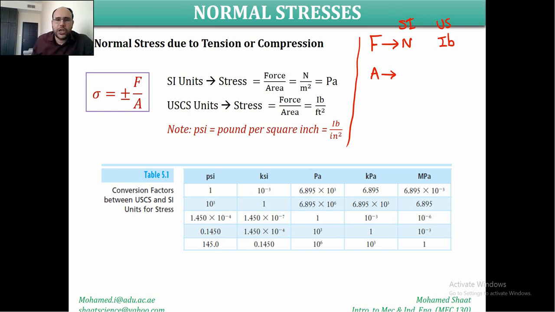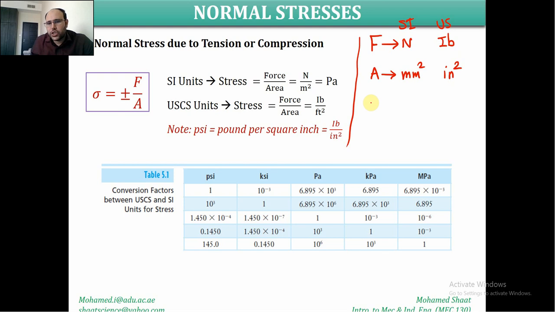Why? Because, like, the area of the circle is pi over 4 diameter square. So the diameter could be in millimeter, centimeter, inch, or foot, and it will be squared. It means that the area would be like millimeter square, for example, in the SI system. In the US system, it will be inch square. Or it could be centimeter square, meter square. Here it would be inch square or foot square. Make sense? But conventionally we define the area as millimeter square and inch square.